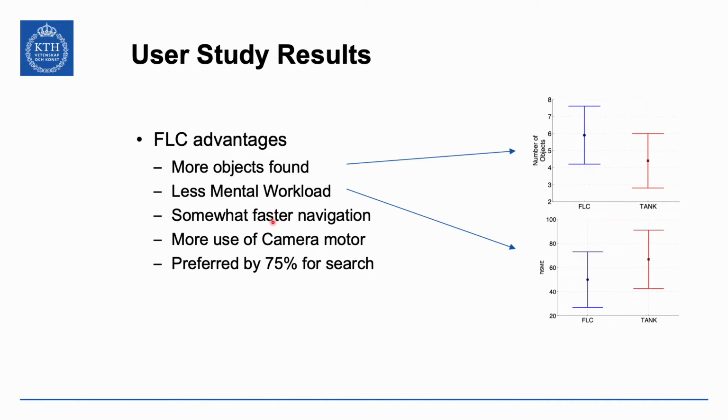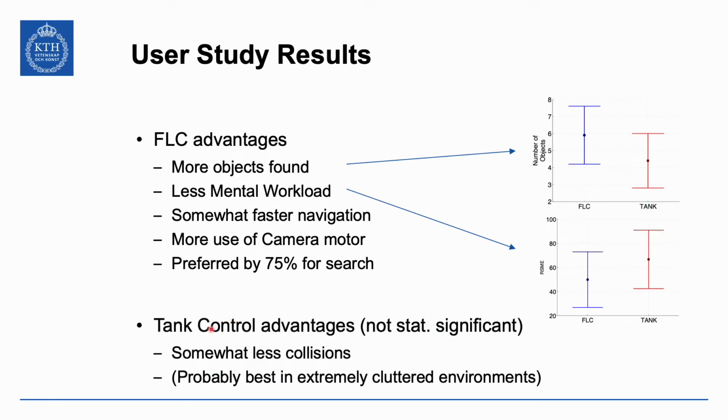Somewhat faster navigation, but the differences were bigger for the exploration, searching-for-objects tasks. That's why we show these here. There was more use of the camera motor using FLC. In a lot of the tank control missions, the user just left the camera facing forwards and then rotated the whole robot to look towards the sides. And for exploration, FLC was preferred by 75% of the subjects, which is pretty good.